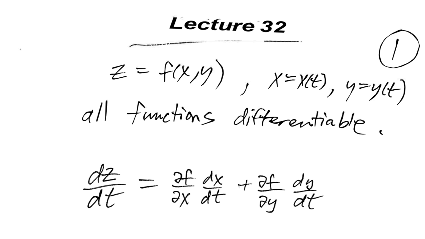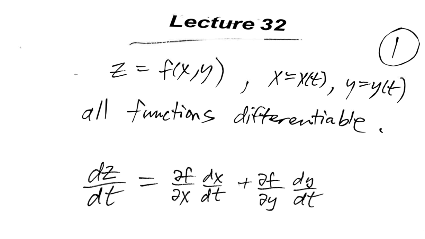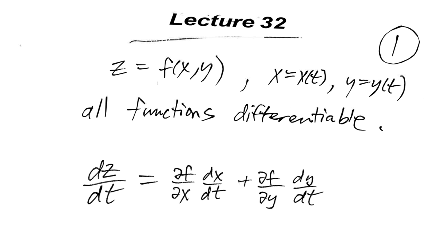Okay, let's go ahead and continue our discussion of the chain rule with some problems here. If you remember last time, if z is a function of x and y, x and y themselves are a function of some independent variable t, okay? And I'm assuming all these functions are differentiable.